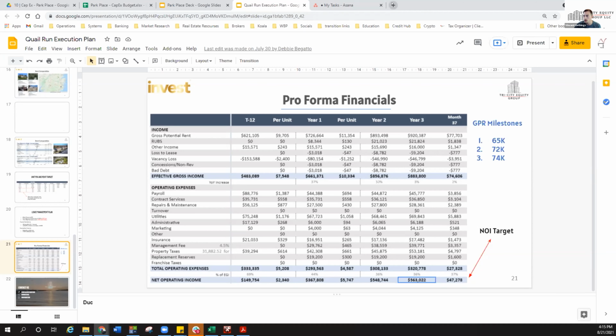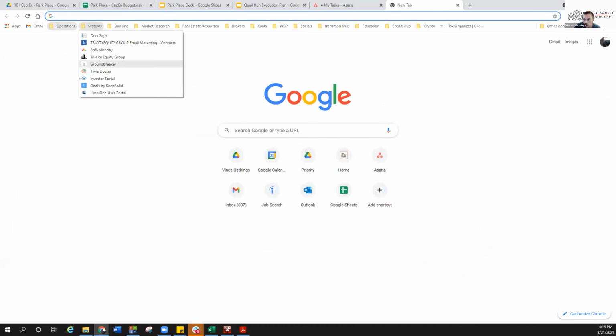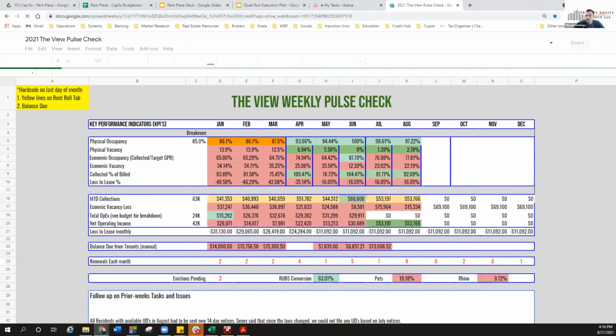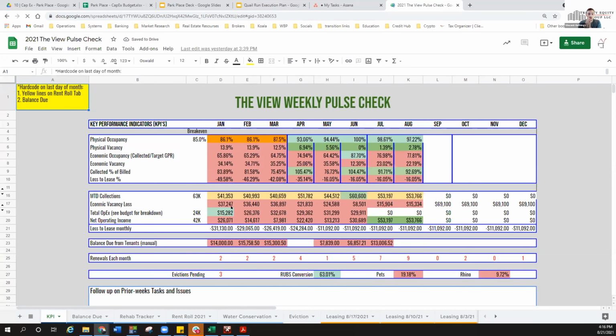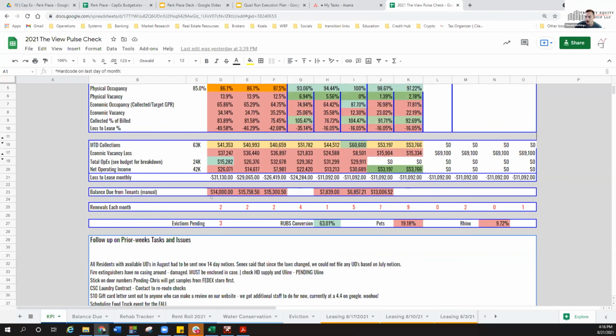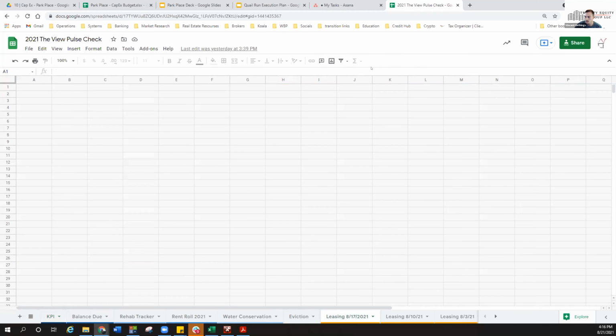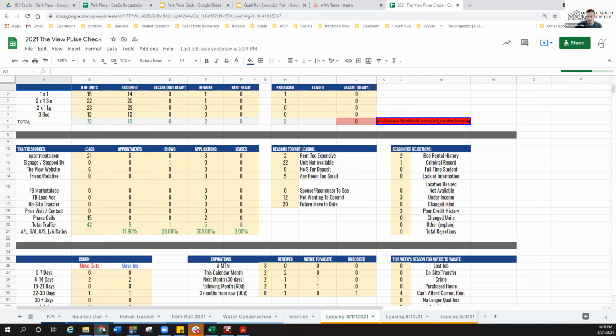And then we go into a pulse check. Pulse check is, let me pick one out here. I'll do the view. The pulse check is my weekly checkup. So they have the plan, they have the PowerPoint. Now we actually go into the asset management. Every single week, we will go over where they're at on executing every single one of those line items. So everything from the leasing aspect of it, but then also the rehabs.